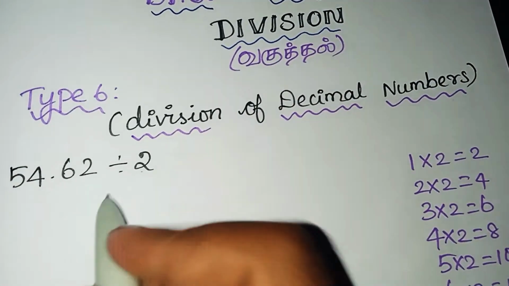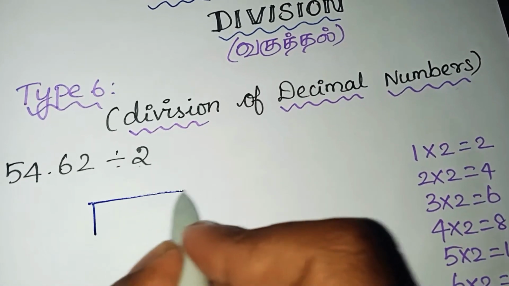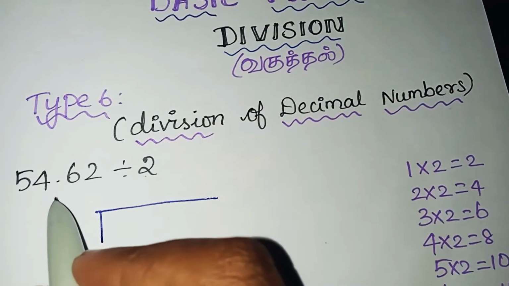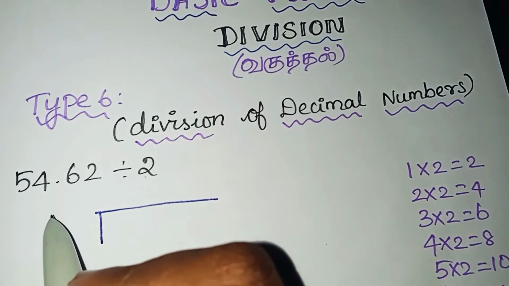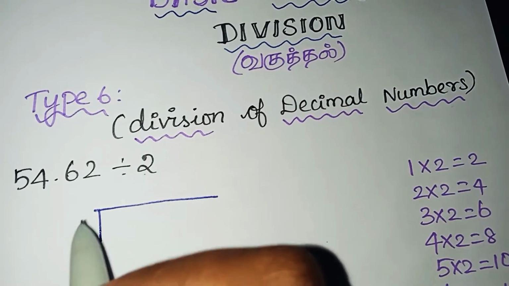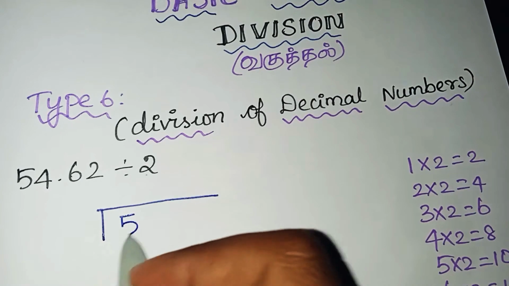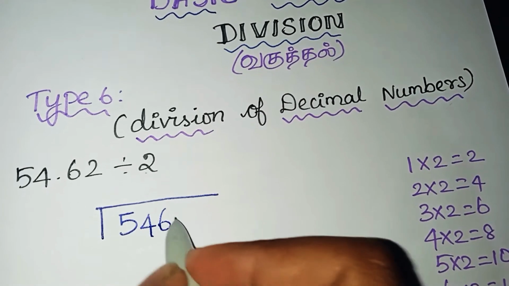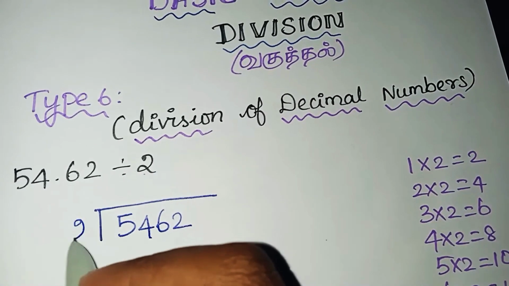For example 54.62 இப்படி கொடுத்துருந்தாங்கன்னா first step is have to remove the decimal. Divide பண்ணுற முன்னாடி have to remove the decimal, remove பண்ணி normal number ஆக்கிட்டு have to divide. So 5462, normal number, divided by 2.